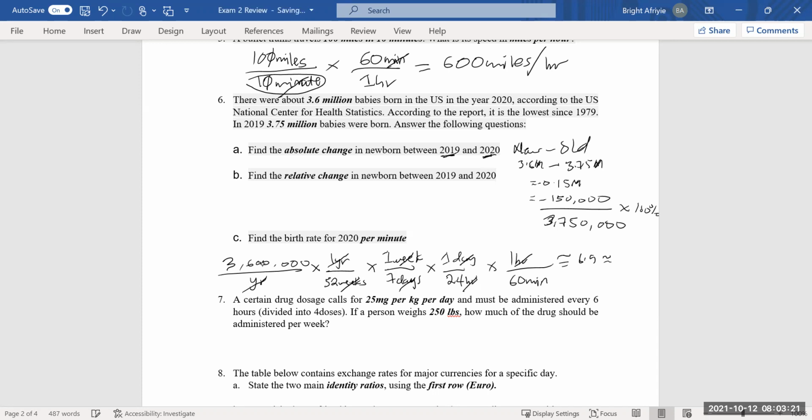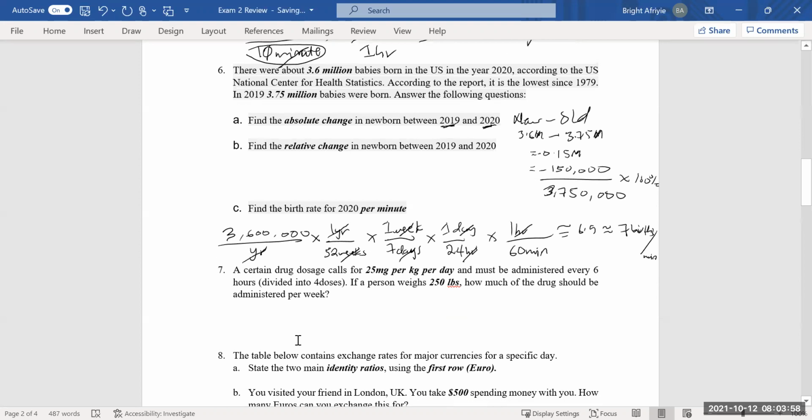6.9, but we are talking about a number of babies, so it's better we talk about a whole number. So that is about 7 births or 7 babies per minute. All right, so the birth rate in 2020 per minute is 7 babies or 7 births per minute. All right, so that's what happened in 2020. Are you good with that? All right, good. Now let's go to number 7.